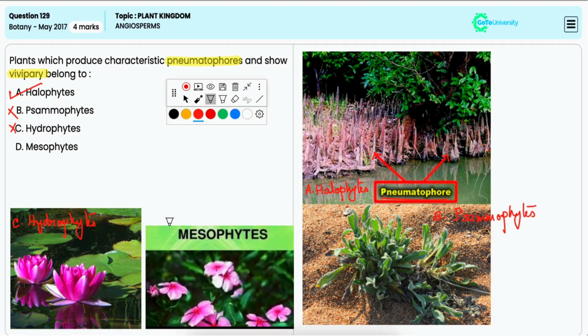Option D, mesophytes. It is also incorrect because these are the plants adapted to moderate and non-extreme environments. So they lack special adaptations like pneumatophores and vivipary.